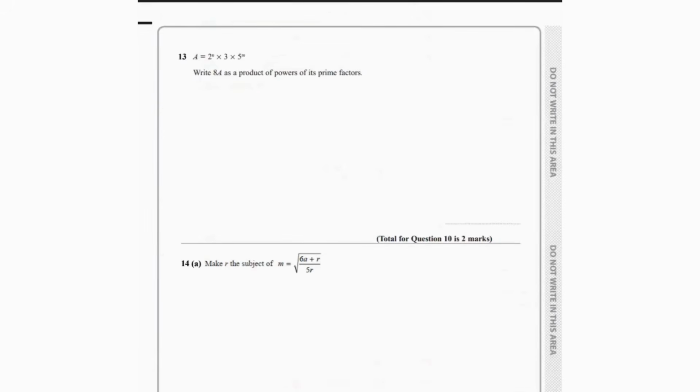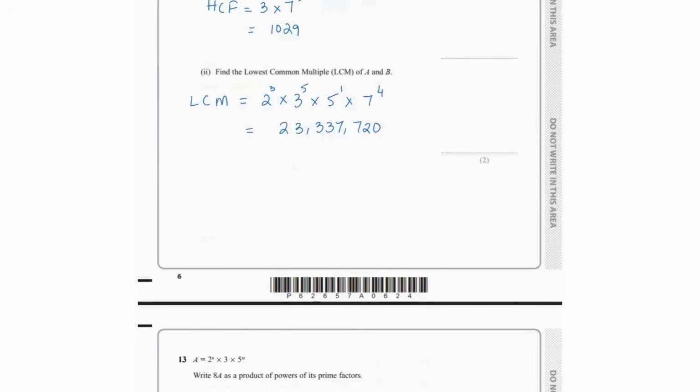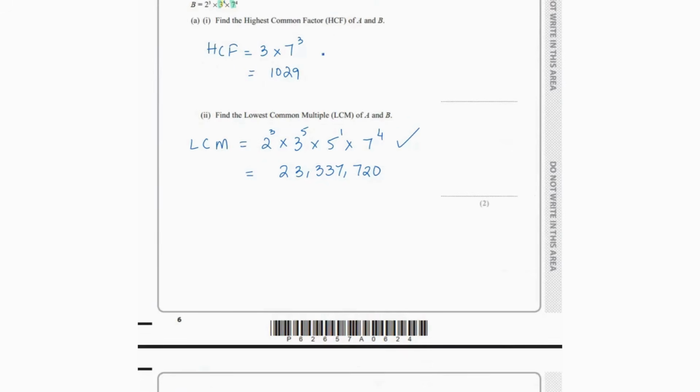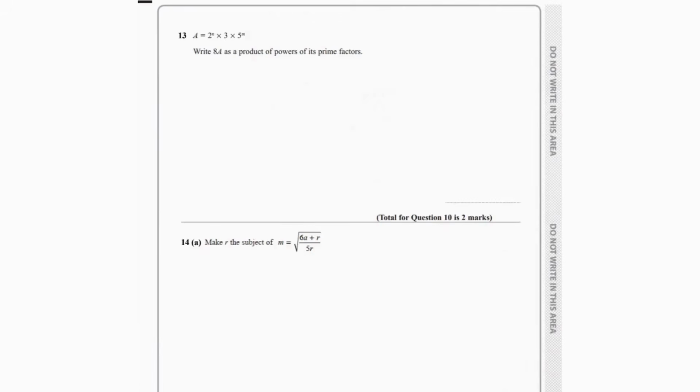Then next thing in this topic, they can test you on giving your answer as a product of its prime factors, which is basically this format over here, this and this. You're writing the answer as a product of its prime factors. Prime numbers are numbers that are only divisible by 1 and itself. So over here, it says a equals to 2 to the power of n times 3 times 5 to the power of m. We have to write 8a as a product of powers of its prime factors. So 8a is going to be 8 times 2 to the power of n times 3 times 5 to the power of m. Now the question clearly says prime factors.